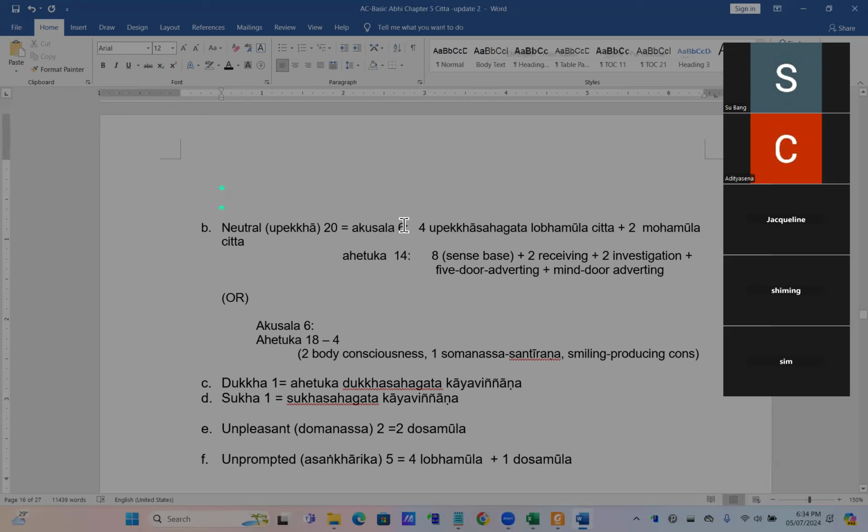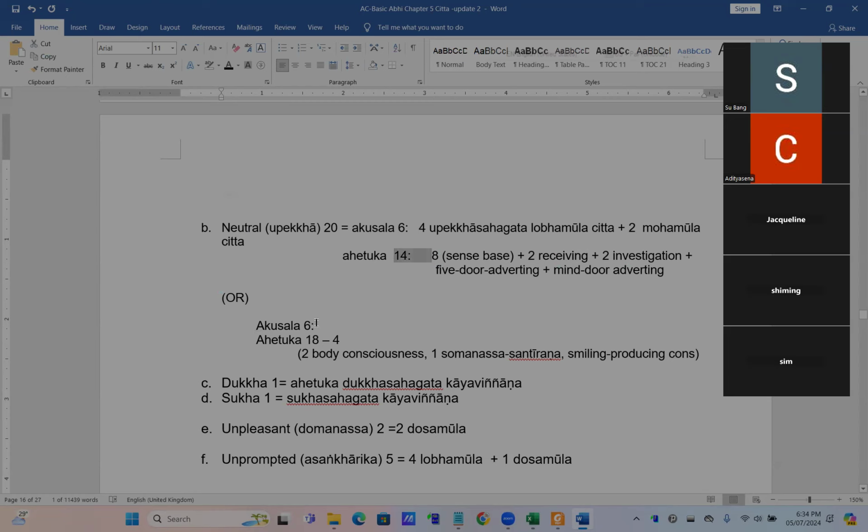Because Akusala is 6. How do you get that? It's 4 Upekkha sahagata Lobha mula citta, so greed associated with equanimity 4, and then 2 with the Moha mula, delusion rooted. And Ahituka 14. So you got 8 sense bases, 2 receiving, 2 investigating, and everything. All right. So how to get this 14 is difficult.